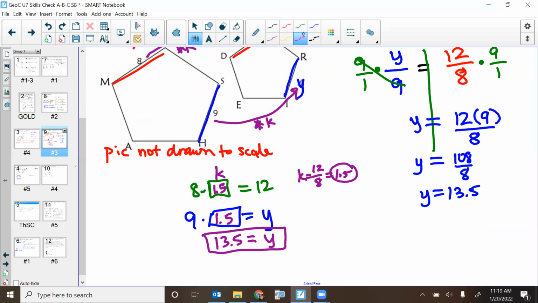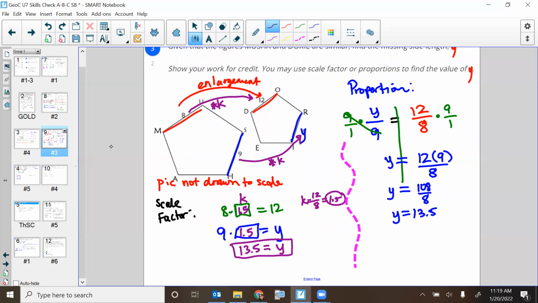So those are the 2 different ways that you could do it. This one is using scale factor. And the other way is using proportions. Obviously, you don't have to do it both ways. You should have chosen your favorite way to do that.